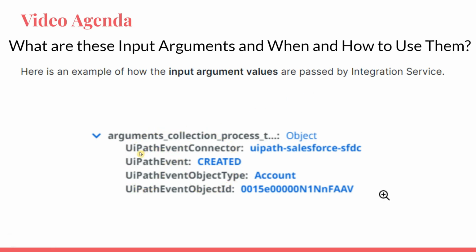You can see it says UiPath event connector. This is an input argument which has the name of the connector, which is Salesforce. UiPath event created: what created? Account got created. That time the object ID of that account is so and so. So these are certain input arguments which are very important for you to understand and use in your project. So let's understand what they are.